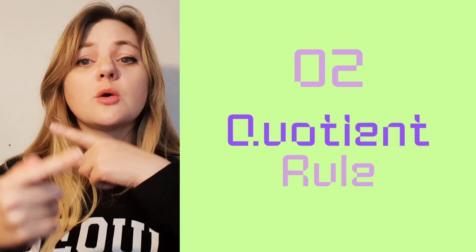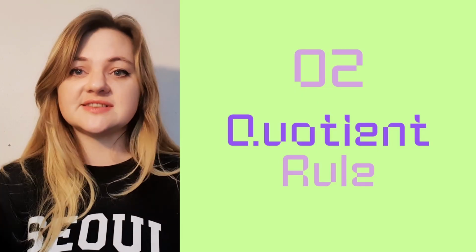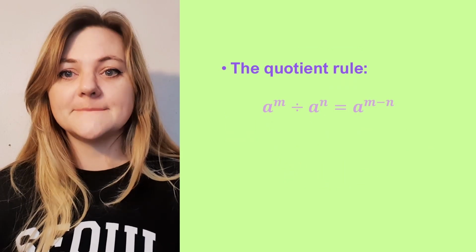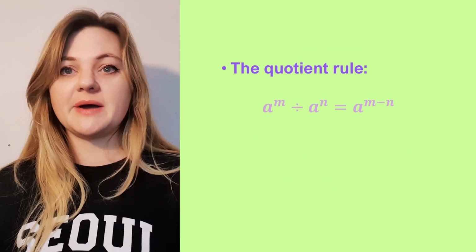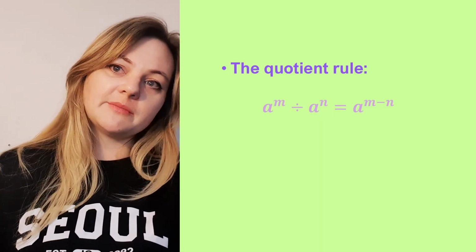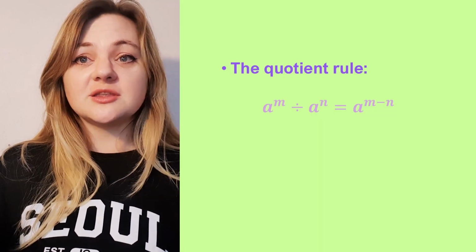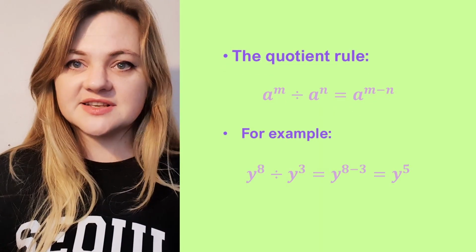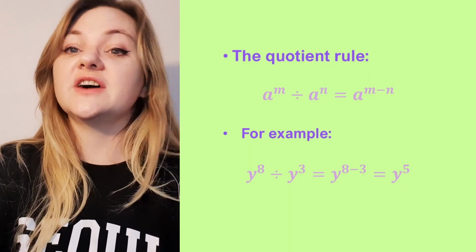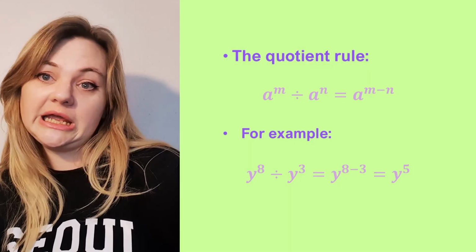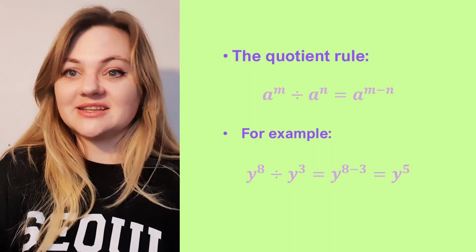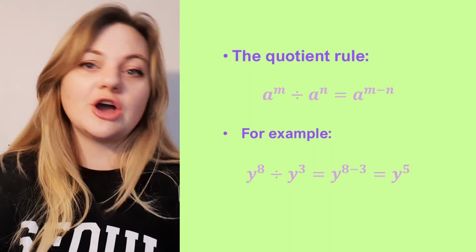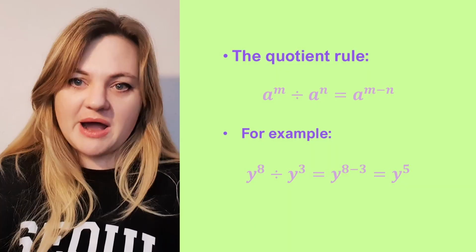Next rule is the quotient rule, okay? So in this case, you have the same base again, but you are now dividing instead of multiplying. Okay, so a to the power m divided by a to the power n is equal to a to the power m minus n. Here's an example. Y to the power 8 divided by y to the power 3 is equal to y to the power 8 minus 3, which is equal to y to the power 5. Okay, so you don't try and divide the powers.